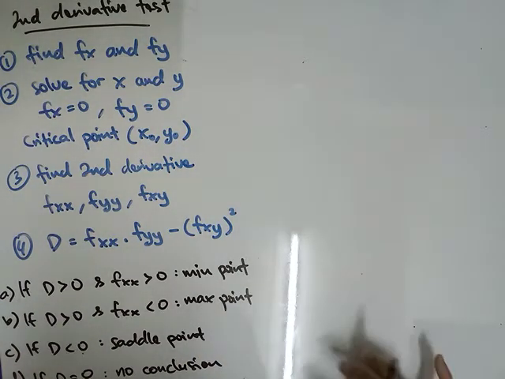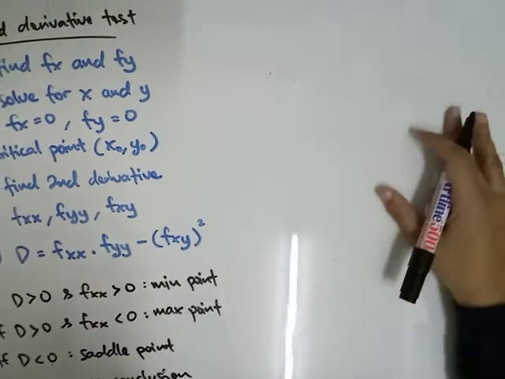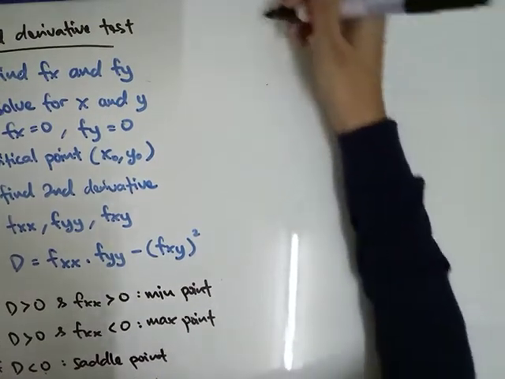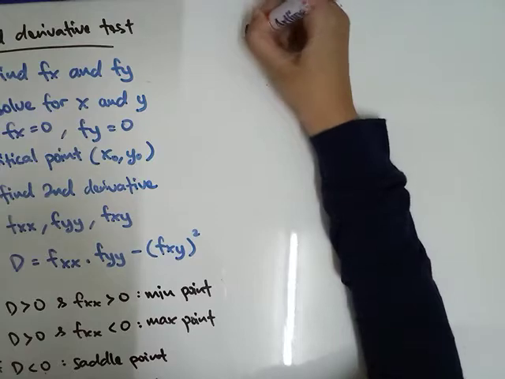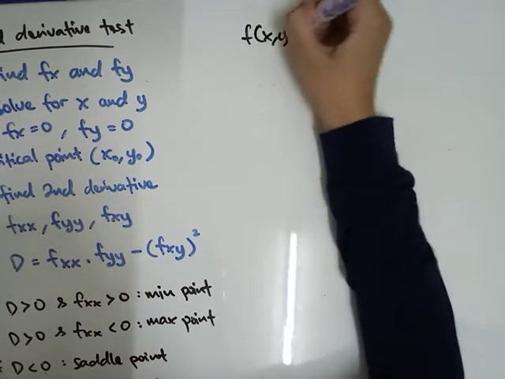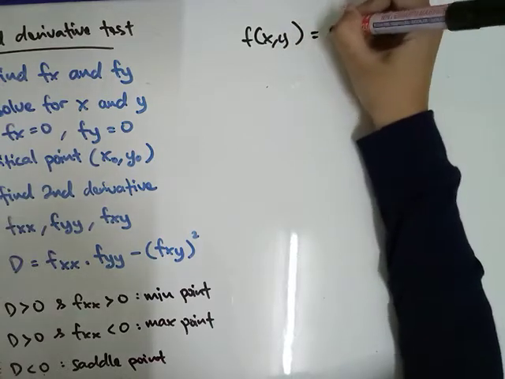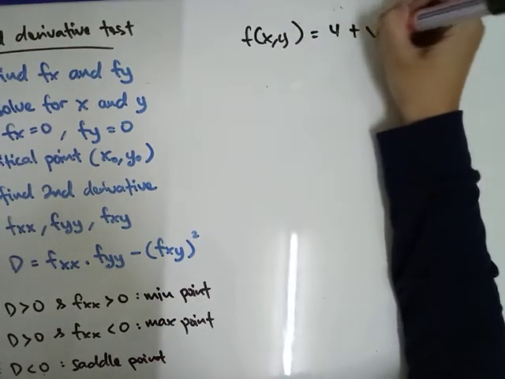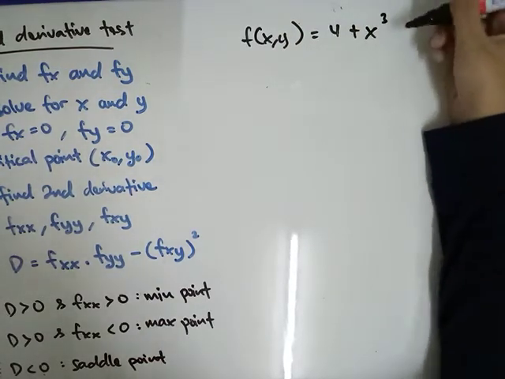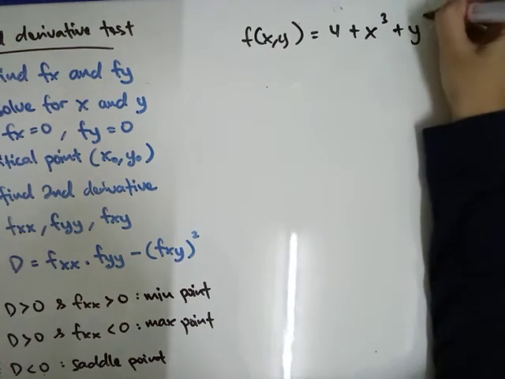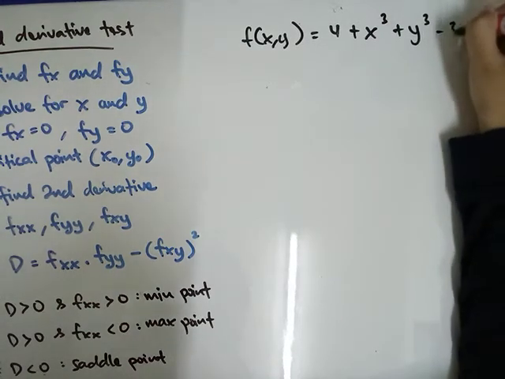So I give you one example. This is from my example. Let's say we have a function of x and y, f(x,y) equal to 4 plus x cube plus y cube minus 3xy.